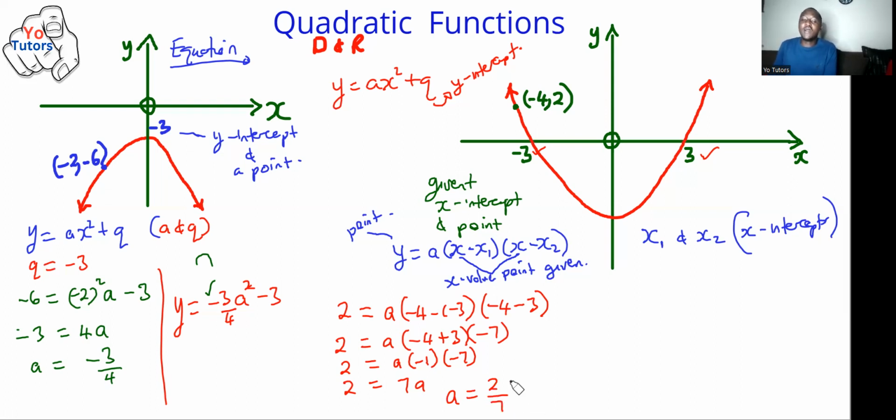So now once we find our a is 2 over 7, what do we do now? We now need to put in our values.